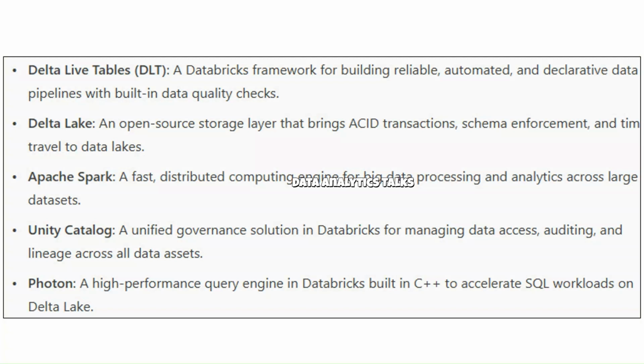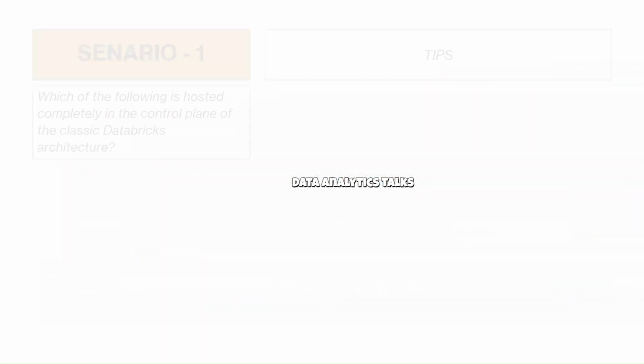Also, you need to understand some of the keywords like Delta Live Tables, that is DLT, Delta Lake, Apache Spark, Unity Catalog, Photon. While we were preparing, this is how I understood all the concepts and some of the key terms, then their explanations, and that would really help you achieve the certification. So let's move on to the scenarios.